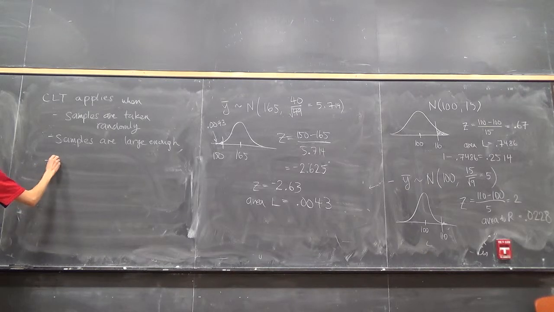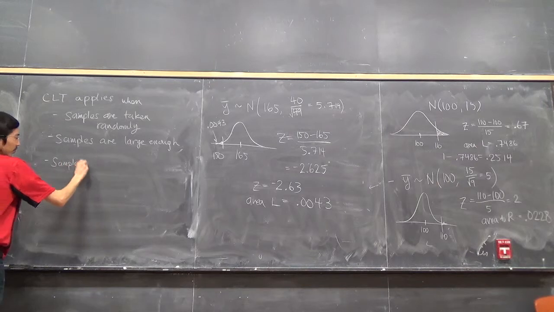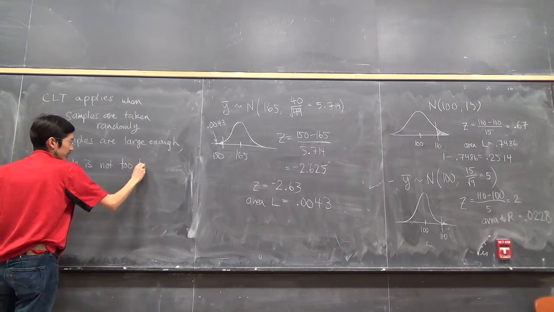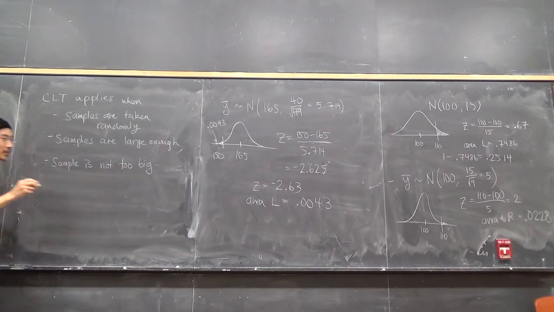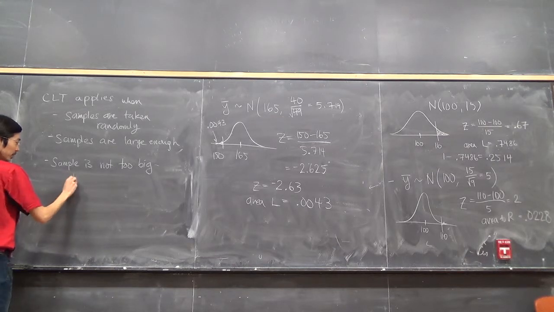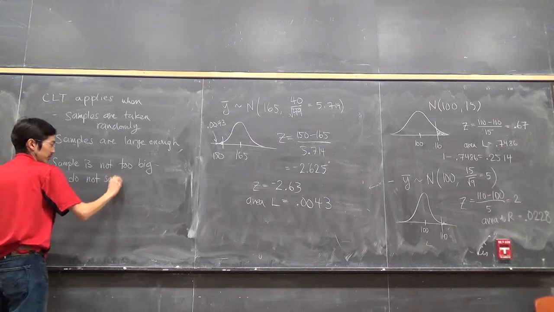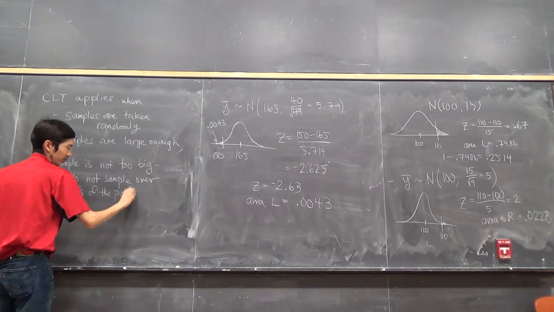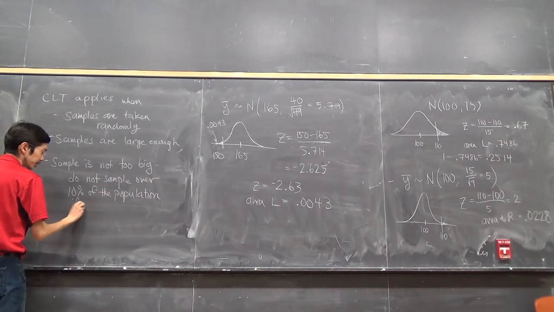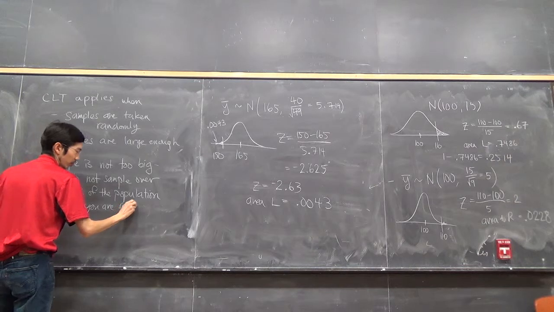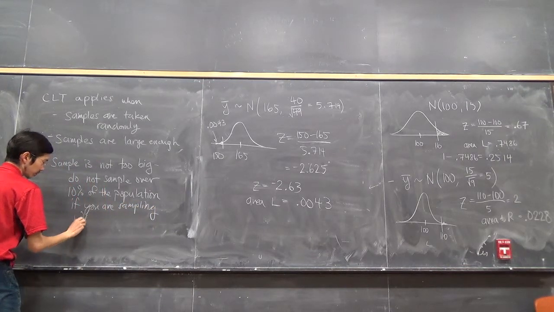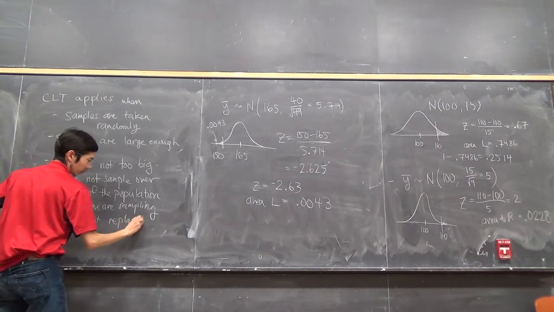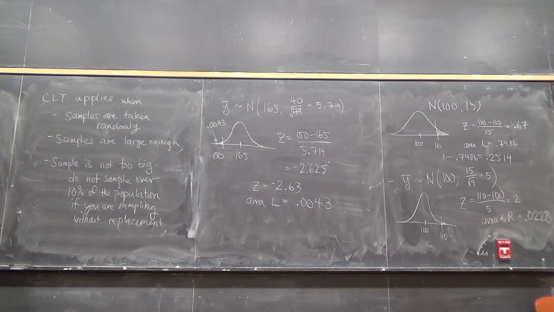And then one more is that the samples cannot be too big. Okay, the sample is not too big, which applies if you're sampling without replacement. So do not sample over 10% of the population if you are sampling without replacement. If you're sampling with replacement, you can take as big of a sample as you want. But if you're sampling without replacement, don't sample more than 10% of the population.